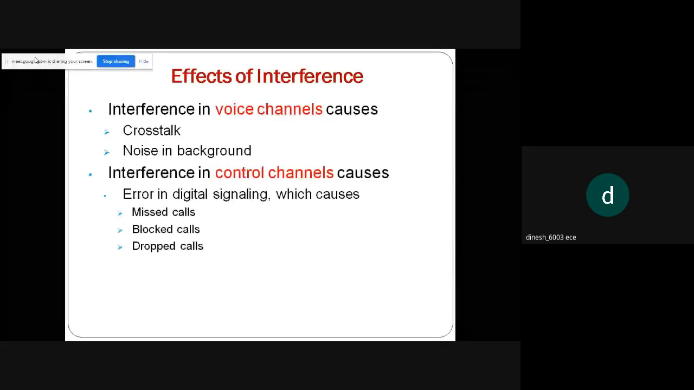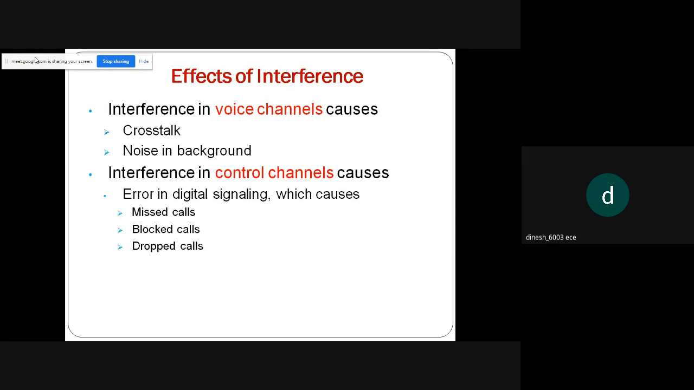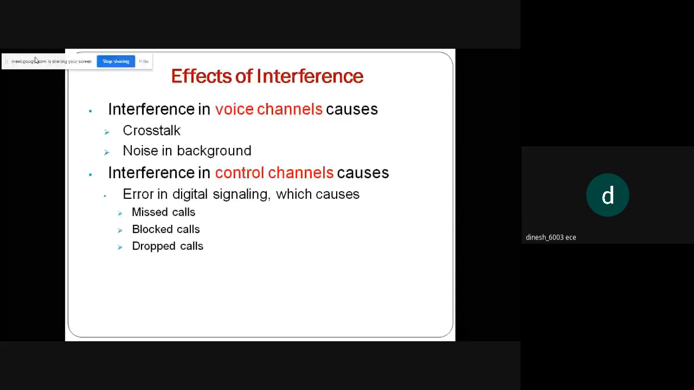When interference is present in voice channels, it causes noises in the background. So when you make a 2G call to your person, and if there is interference, how you can judge is that unwanted noises will be in the background. Two persons will be conversing with each other, and unwanted disturbances will be arriving. That is one. Second one is crosstalk.